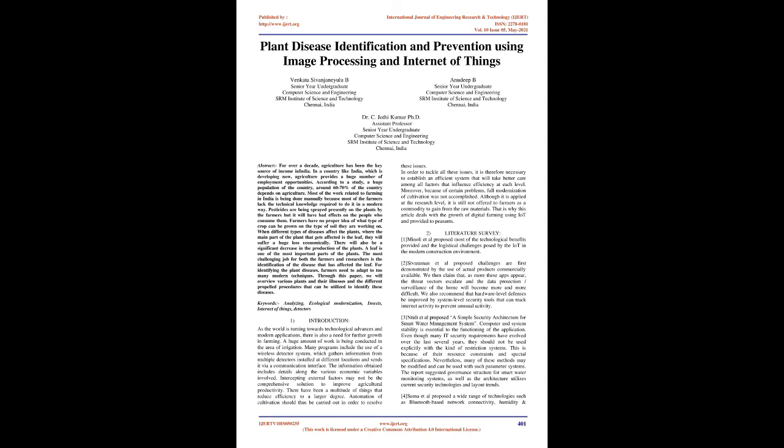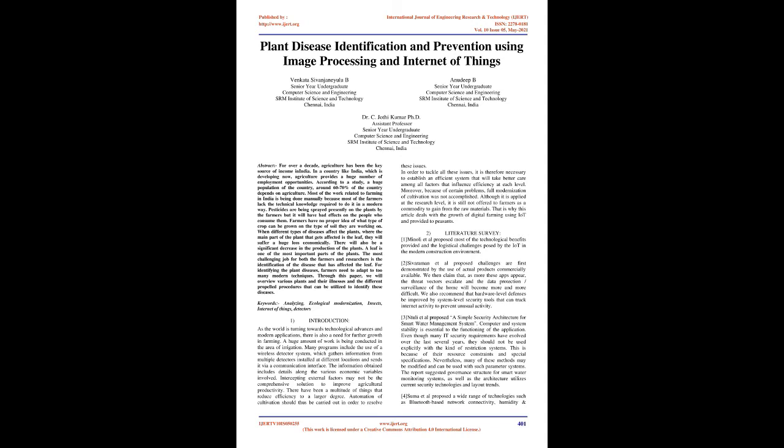Many programs include the use of a wireless detector system, which gathers information from multiple detectors installed at different locations and sends it via a communication interface. The information obtained includes details along the various economic variables involved. Intercepting external factors may not be the comprehensive solution to improve agricultural productivity. There have been a multitude of things that reduce efficiency to a larger degree. Automation of cultivation should thus be carried out in order to resolve these issues.